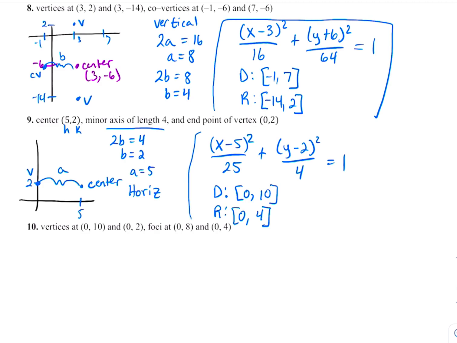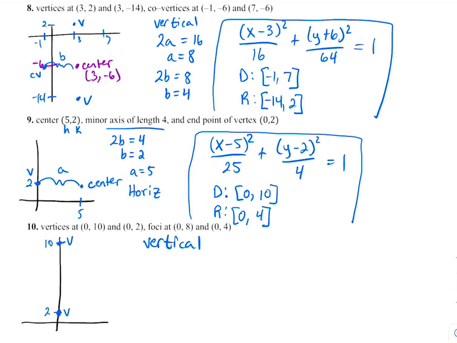All right, we're going to do one more practice problem, and then that will conclude our section over ellipses. So I'm going to start by doing the sketch. So for my first vertex, we're not going anywhere, left or right, and then we are going up to 10. And then the second vertex is at 0, 2. So right away I know that this is vertical since my vertices are up and down from each other.